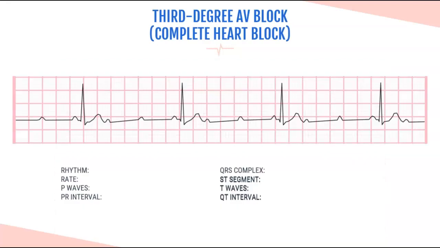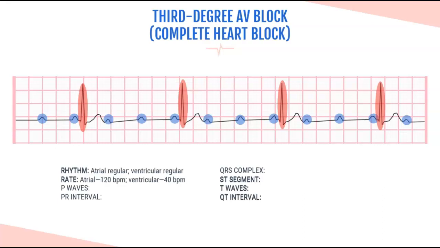When interpreting a strip for third-degree AV block, we first need to look at our atrial beats, which is our P waves. We can see that those are evenly spaced out, and then we can look at our QRS complexes, which is our ventricular rate. We can also see that those are evenly spaced out, but the P waves and the QRS complexes are not talking to each other. There is no coordination between the two. So we have a regular atrial rhythm and a regular ventricular rhythm, but they're not communicating.